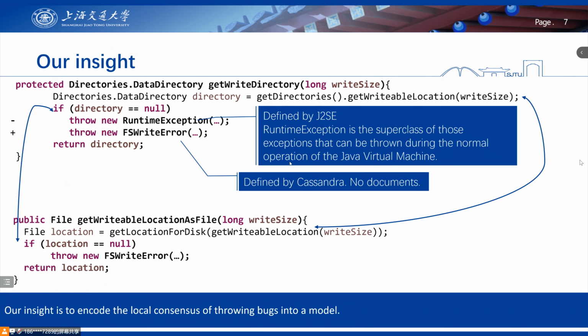For this problem, our insight is to encode the local consensus into a model. The model can be automatically trained. The trained model can recommend correct exceptions to programmers.